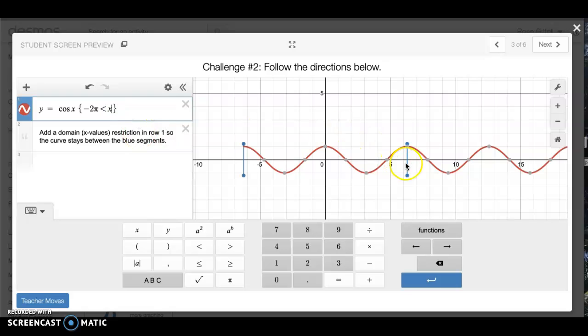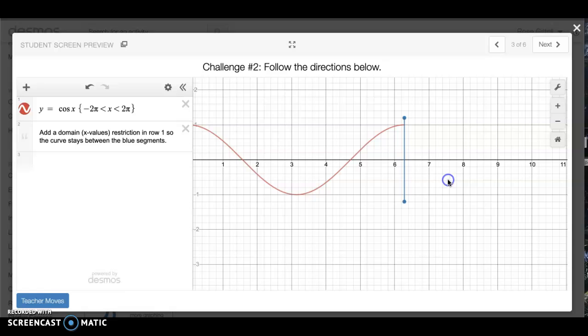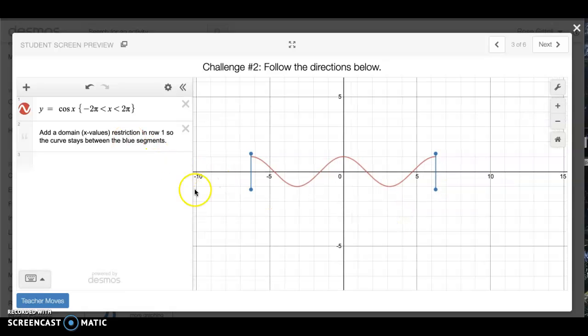Again, I think it's in the same place. Let me double check. Yes, it's at positive 2 pi as the x value. So x values to exist for less than positive 2 pi. Okay, I did it. Now I restricted the domain, or the x values, so the graph is only graphed between the x values of negative 2 pi and positive 2 pi, between the blue segments.